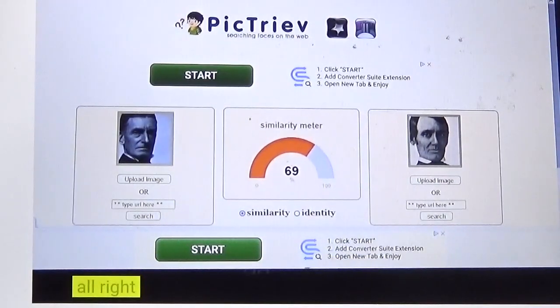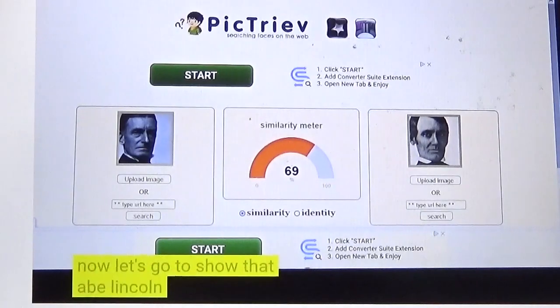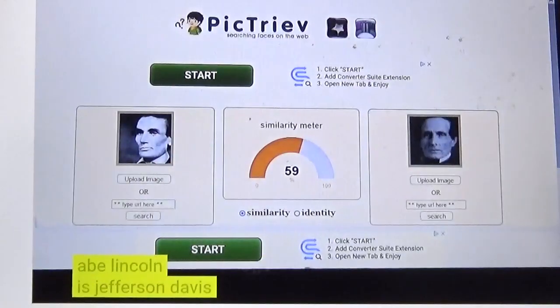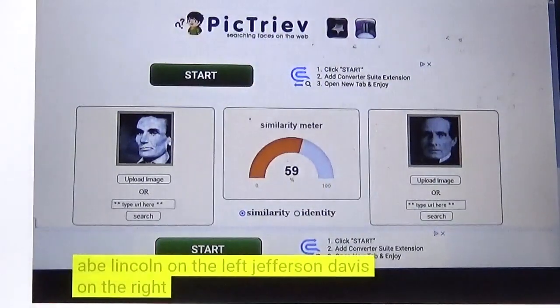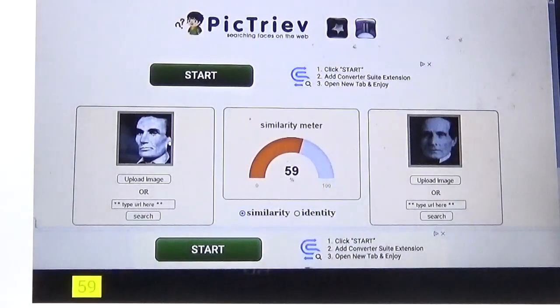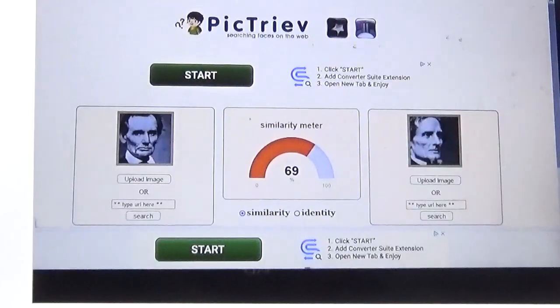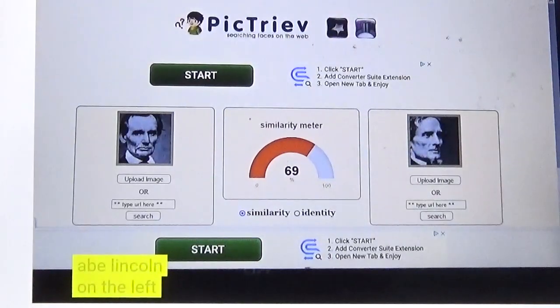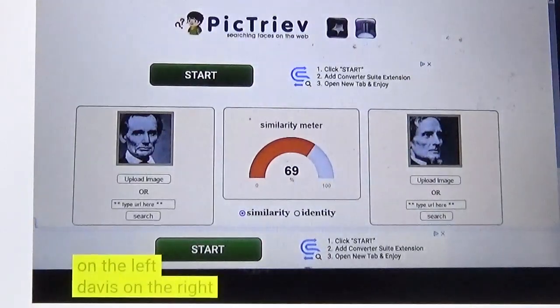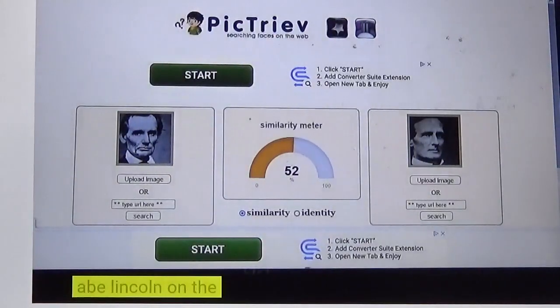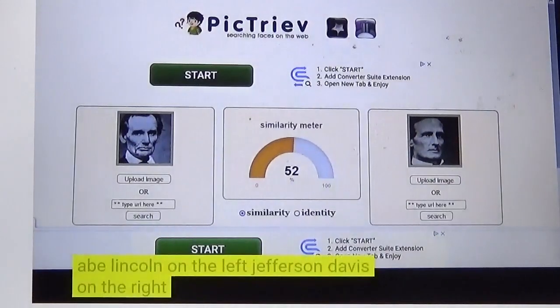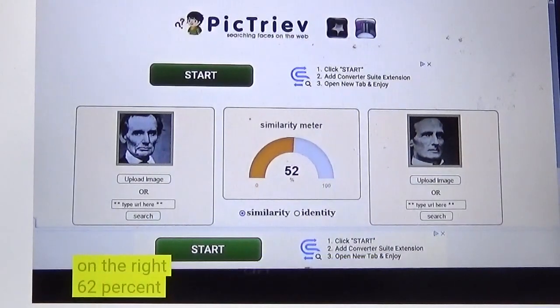All right, so now let's go to show that Abe Lincoln is Jefferson Davis. Abe Lincoln on the left, Jefferson Davis on the right. 59%. Abe Lincoln on the left, Jefferson Davis on the right. 69%. Abe Lincoln on the left, Jefferson Davis on the right, 62%.